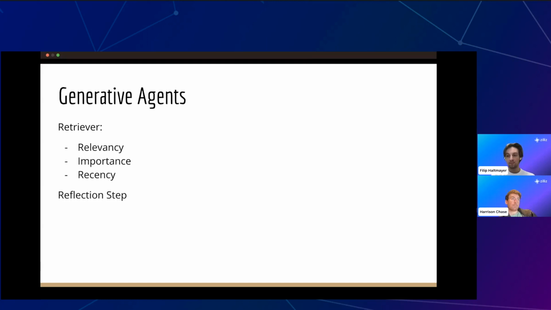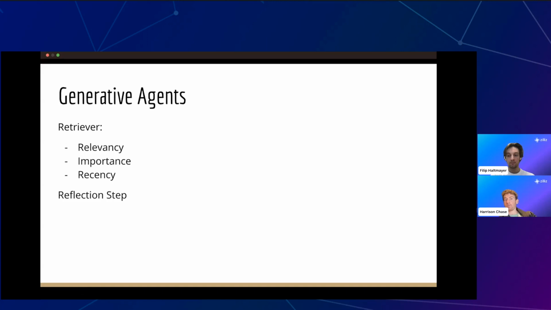So pulling that in. And then on top of that, the other thing that they added in, and this is similar to some of the stuff we talked about earlier, was a reflection step. So at each time period they would do reflections on the past n observations and then add that as a memory. And then they'd start pulling this, and they treated it just like every other observation.